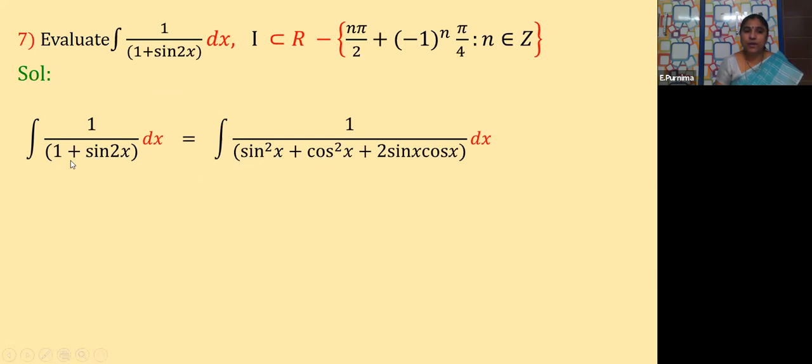So in place of 1, we can write it as sin square x plus cos square x plus sin 2x, which is equal to... what is the sin 2x formula? 2 sin x cos x. Okay. So why am I writing like this, children? Because sin 2x is nothing but 2 sin x cos x. If you consider sin x as A and cos x as B, it becomes a 2AB term.